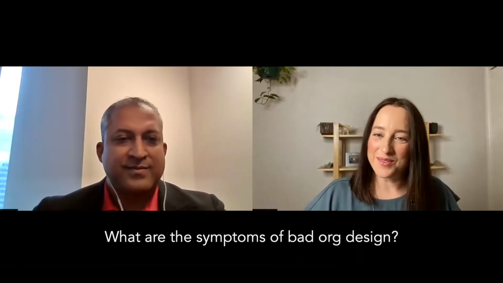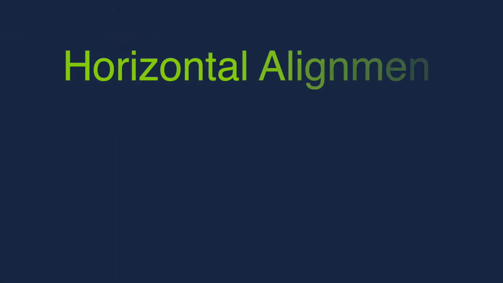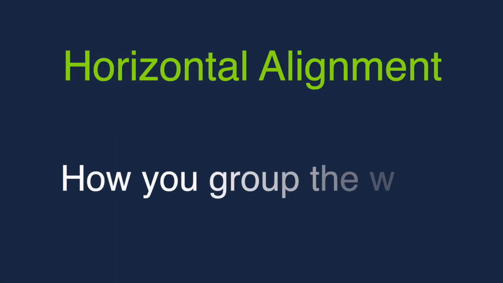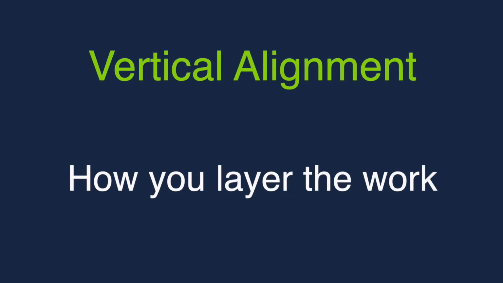So what are the symptoms of bad org design? I'll just jump off of that and say, I don't know if I like to call it bad org design. I like to think about it as alignment, misalignments or better alignments. There's a horizontal alignment, which means how you group the work into working units, and there's a vertical alignment, which is how you layer the work in terms of layers of management and layers of management accountability.